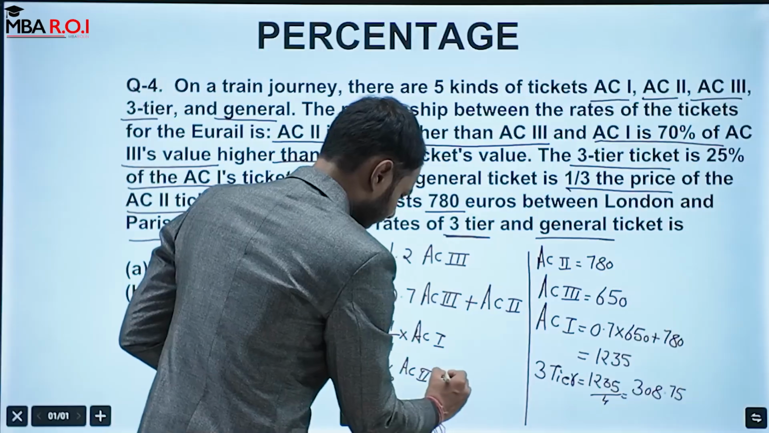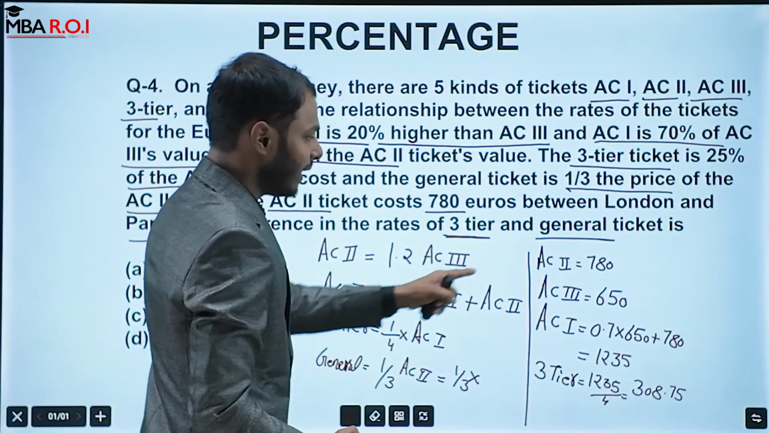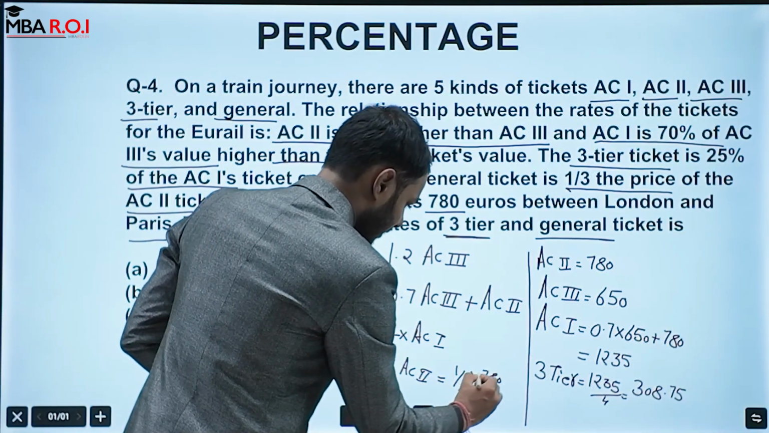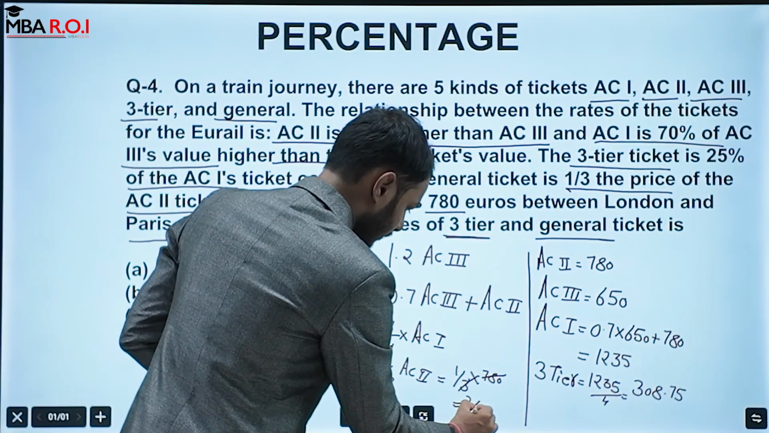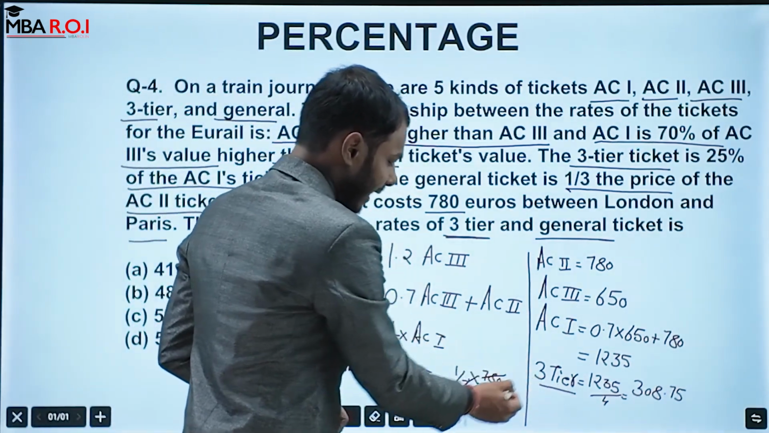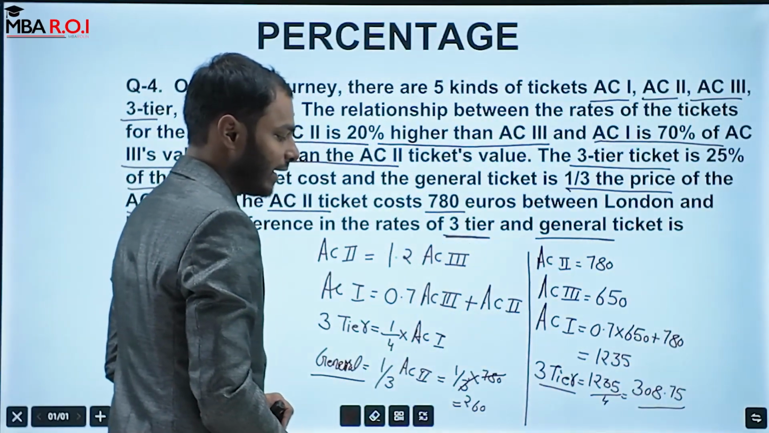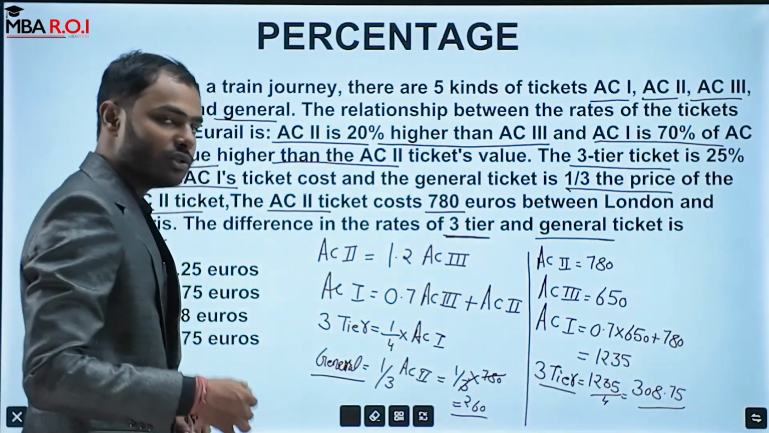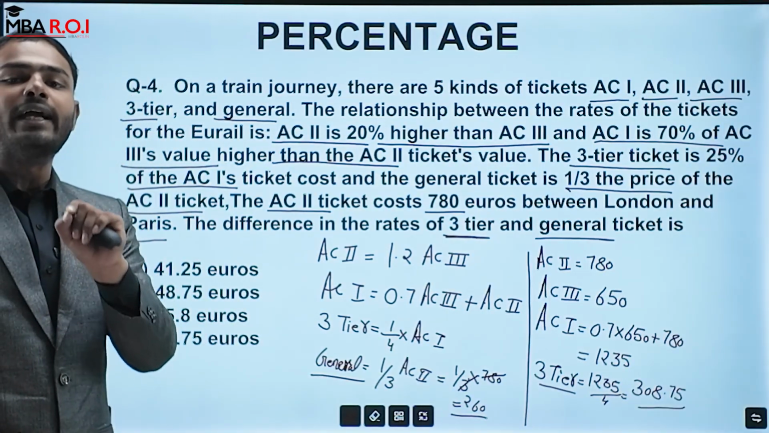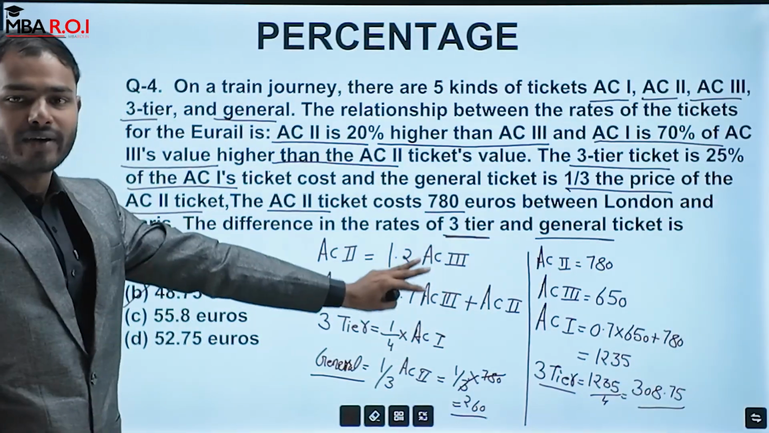And now we also need to find the general ticket, which is 1/3 of AC2. So the price of the general ticket, I am writing here, is 1/3 of AC2. AC2 is 780, so how much will this be? You can simply cancel this. So that is 260. So you need to find the difference between the third tier and the general ticket. So we need to calculate the difference between 308.75 and 260. Once you calculate this, you will get the answer as option B, which is 48.75 euros.